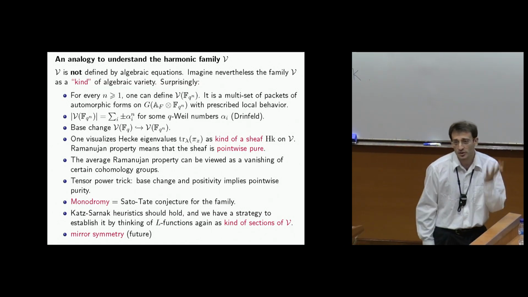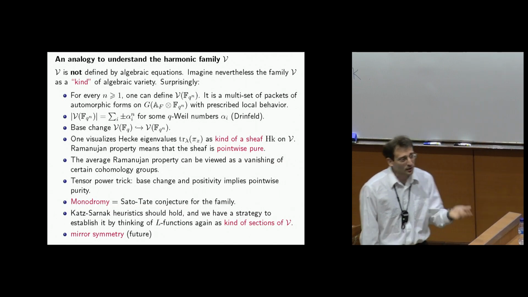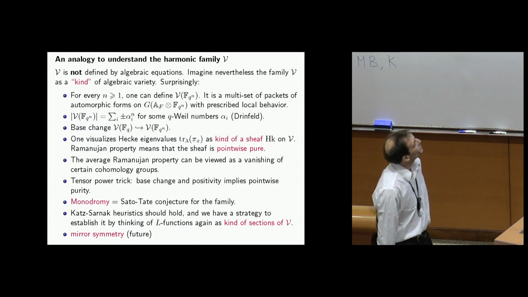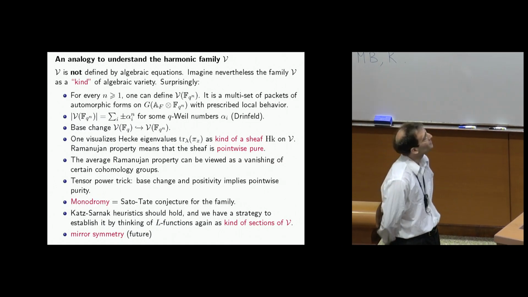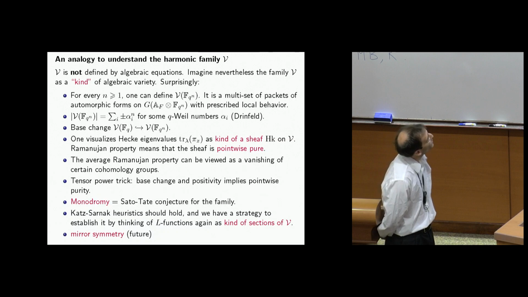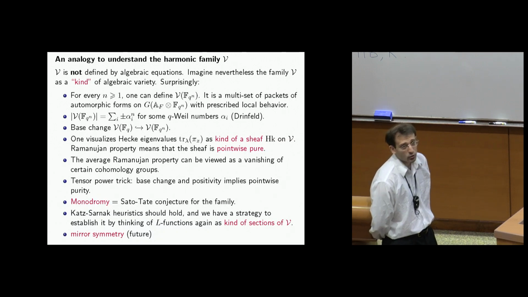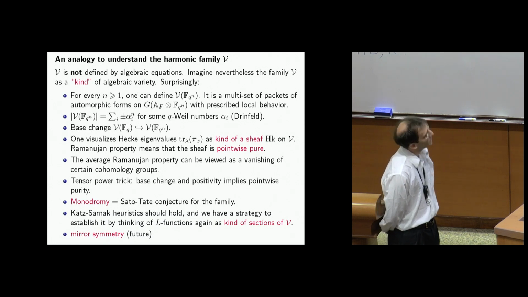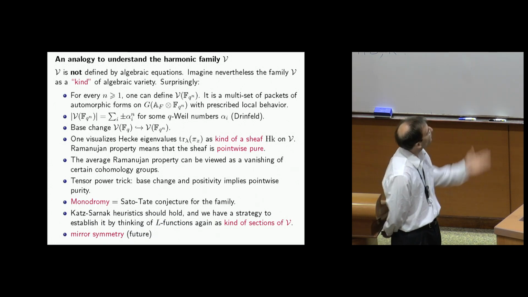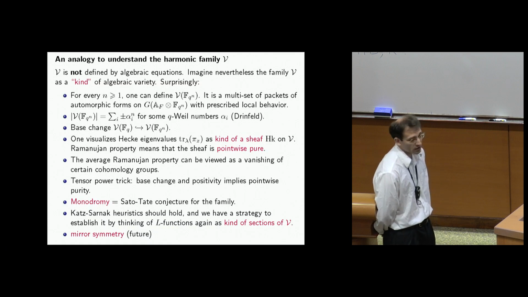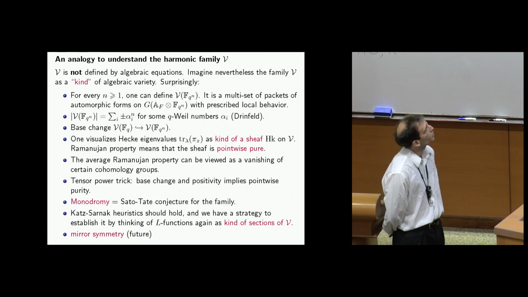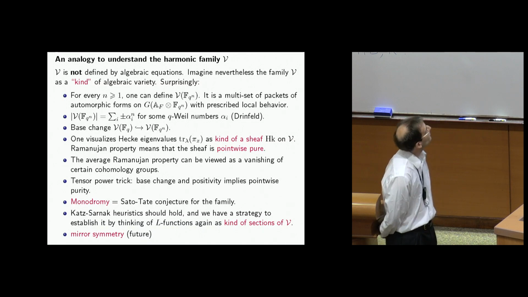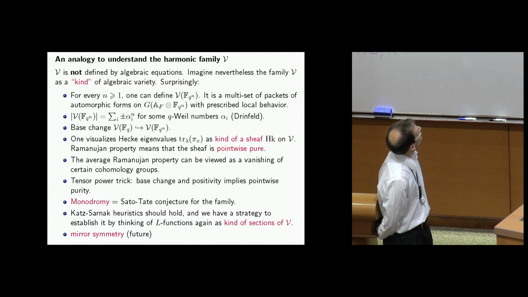For algebraic varieties, you don't even mention that, because an F_q point is also an F_{q^n} point. So in algebraic geometry, the first step is not even mentioned. Secondly, there is Drinfeld's formula, which tells you that the size of the number of automorphic forms is an alternating sum of Weil numbers. And so it looks, again, like an algebraic variety. So I mentioned base change.